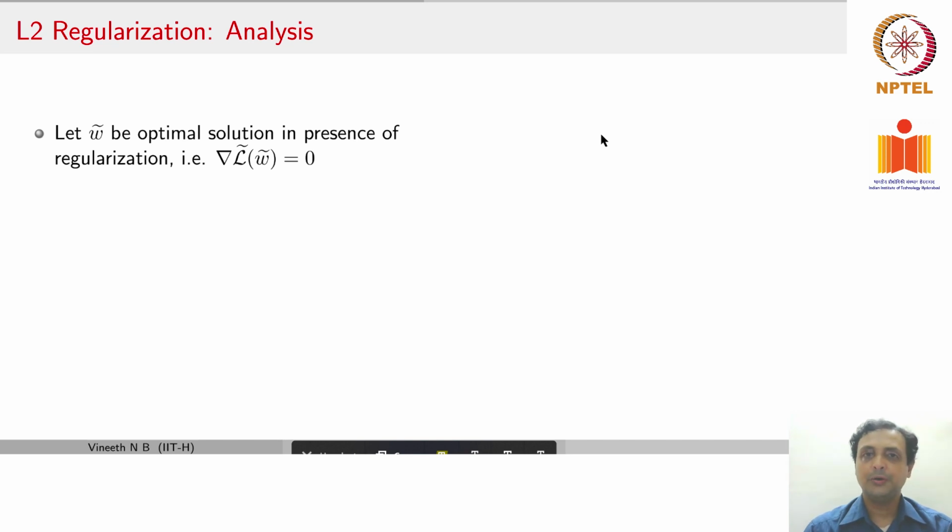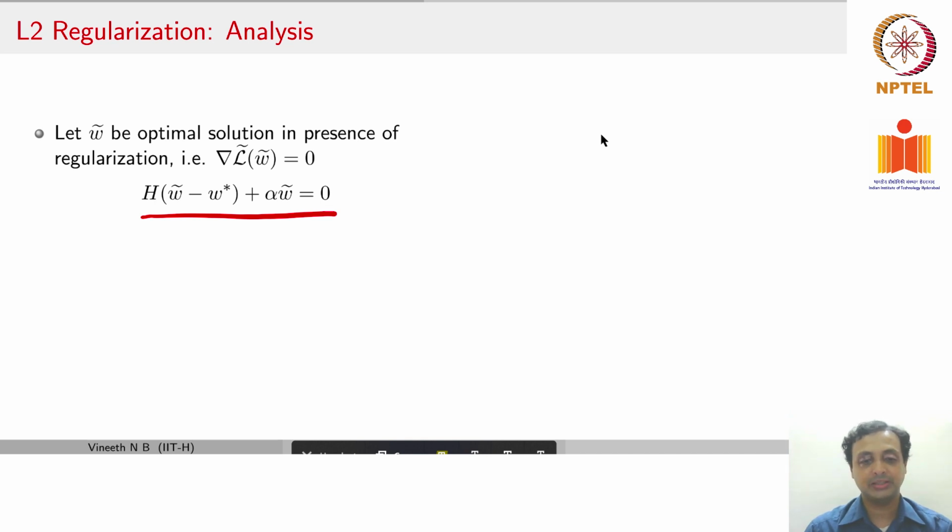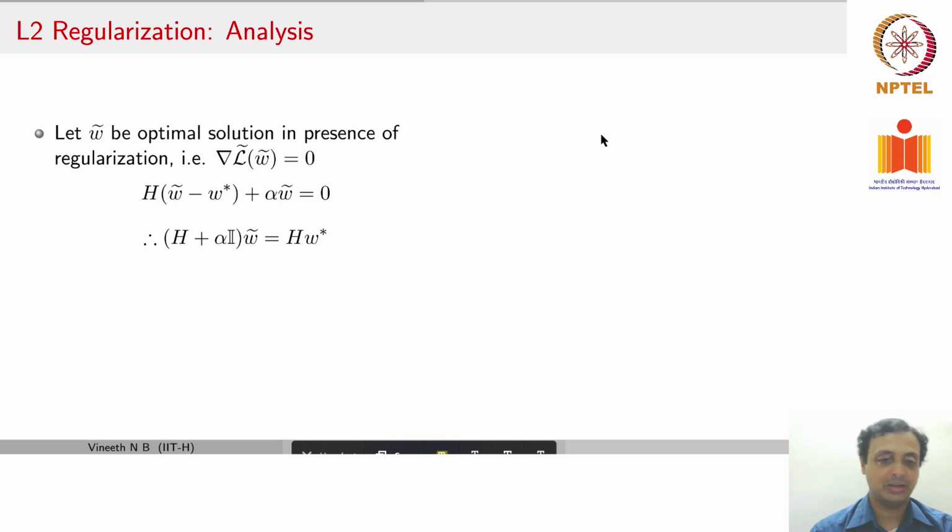Let's now consider W tilde to be the optimal solution in the presence of regularization, which means grad of L tilde at W tilde is going to be 0, which means H of (W tilde minus W star) plus alpha W tilde is equal to 0, because we just showed on the previous slide that grad of L tilde can be written this way. Since that's 0, this also ought to be 0. Now let's rearrange the terms a little bit and you can write it this way.